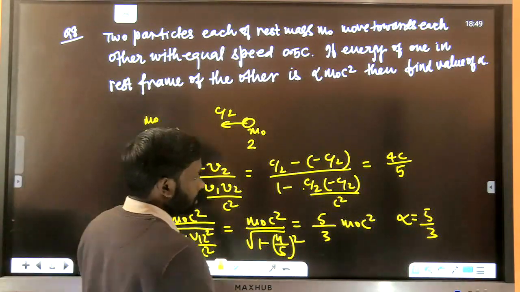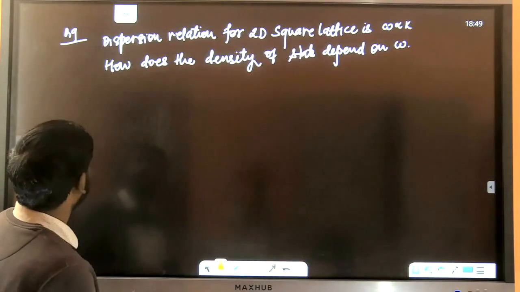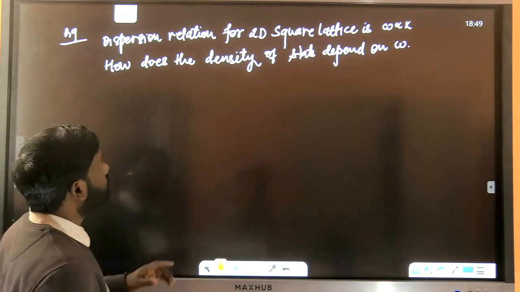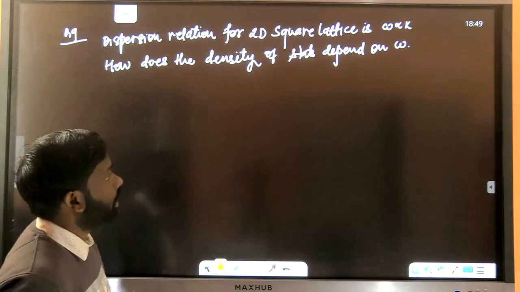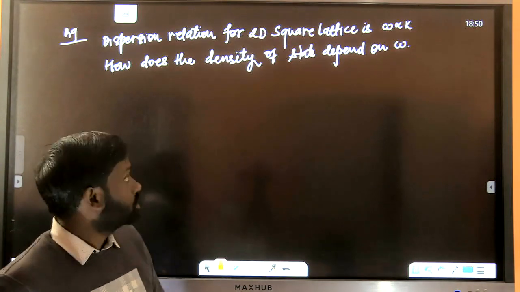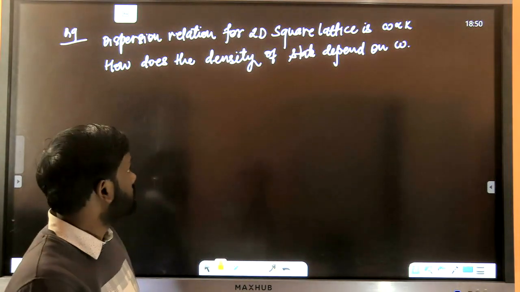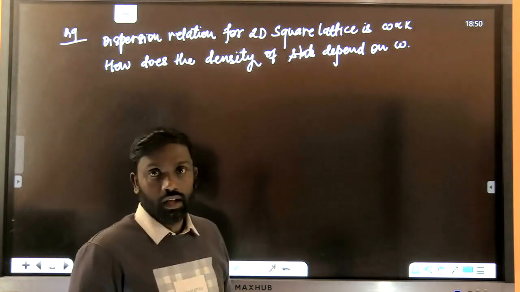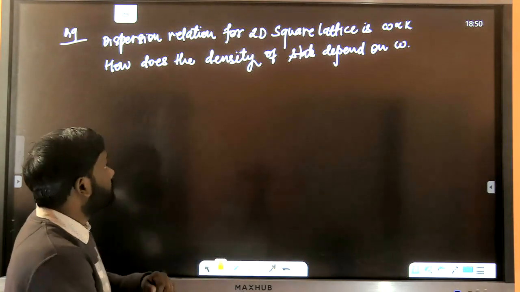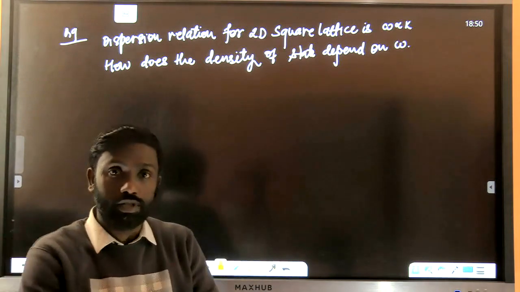Now let's move to another question. It says dispersion relation for 2D square lattice is omega. See, all these are actually memory based questions, so we don't have all complete details here. I have just written down the questions. We have not written down all the options, and there might be some missing information in the question also.